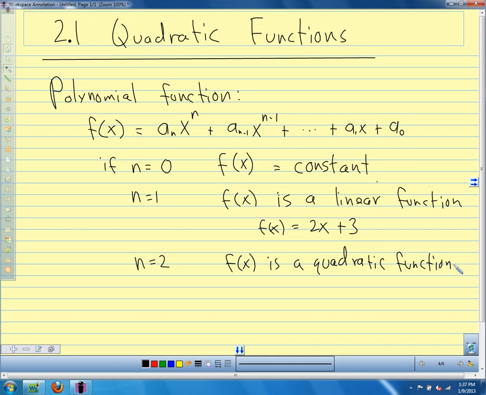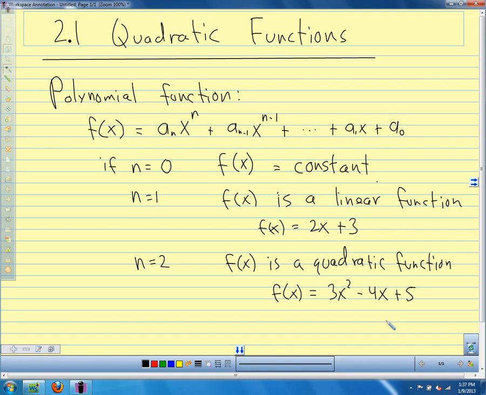So all this is saying is that we have some function. An example would be f of x, we wrote a bunch of them up on the board today, 3x squared minus 4x plus 5. That would be a quadratic function because our highest power on x, our highest n, is 2. And we have our coefficients in front of our x's. So this is what we're talking about when we're talking about a quadratic function.